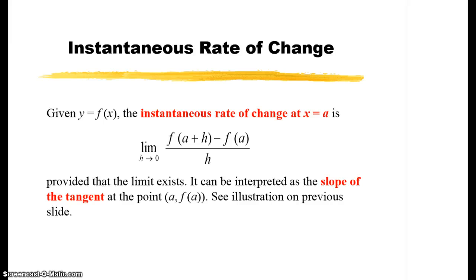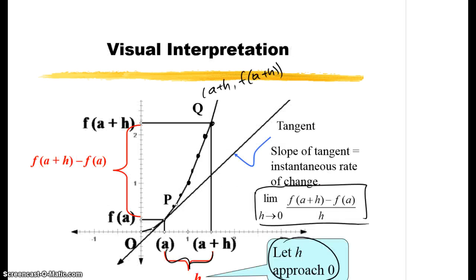Okay, so to get a formal definition here, given some function f of x, the instantaneous rate of change at x equal to a is simply the limit as h approaches 0 of the difference quotient, provided that limit exists, obviously. It can be interpreted as the slope of the tangent at the point a comma f of a. Okay, and then you could see the picture again. It's the slope at this point, a comma f of a, the point P. That's the slope of the tangent line, this line here. Okay, if that's how you interpret it, the slope of the tangent line, that's instantaneous rate of change.